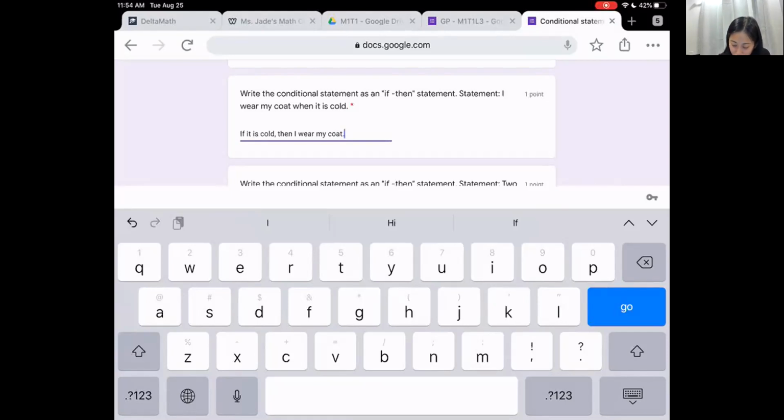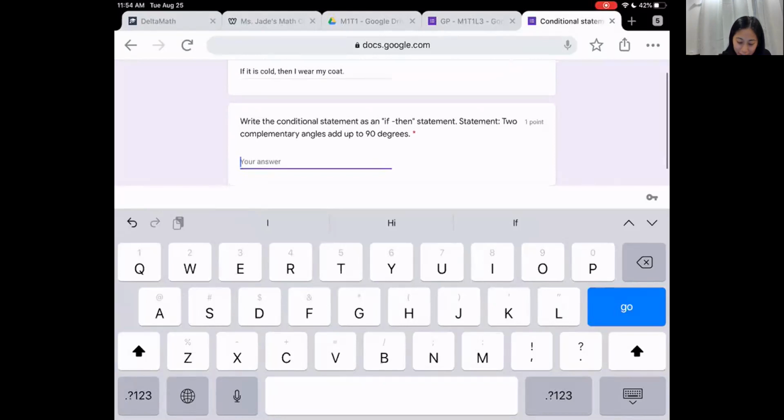Hopefully that was enough time to type it. Oops, that's not what I wanted to do. Okay, let's take a look at the next one. Write the conditional statement as an if-then statement. Statement: two complementary angles add up to 90 degrees. What do you guys think? A little bit harder, huh? If two complementary angles add up, then they equal 90 degrees. Mm-hmm, pretty much exactly. But I want to phrase it the way the answer key is, okay? So yes, if two angles are complementary, then they add up to 90 degrees. Same meaning, but you're correct.